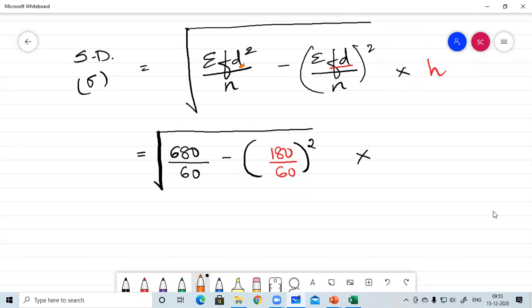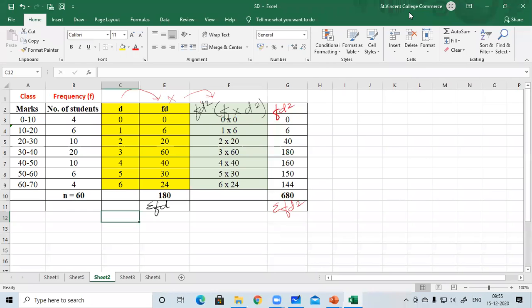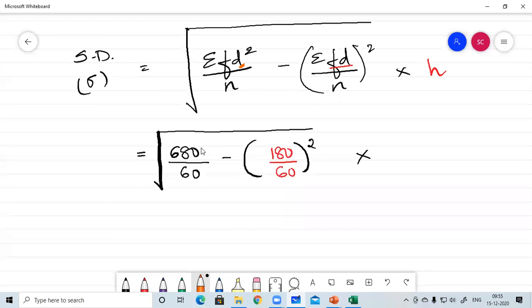So into h. Now h is the class interval. The difference between any two numbers vertically. Any two numbers. So what are the two numbers vertical? Difference between 10 and 20 is 10. 40 and 50 is 10. So my class interval in this case, or height of a class or length of a class, is 10.